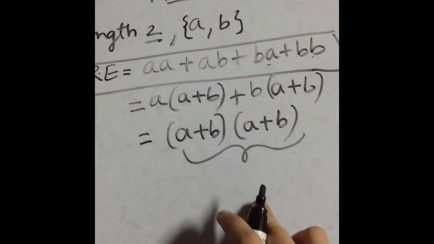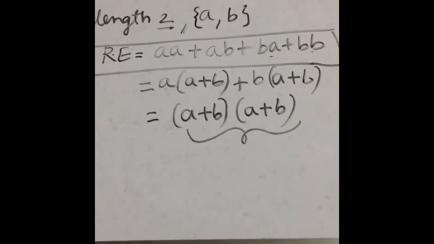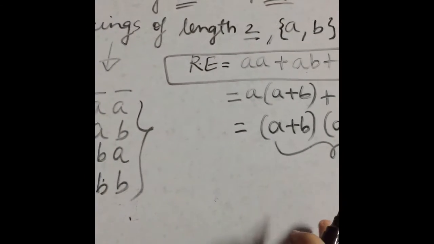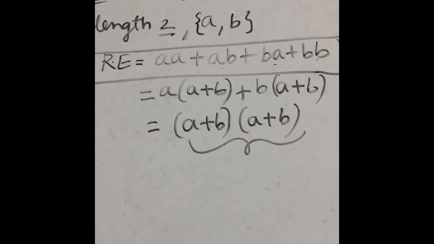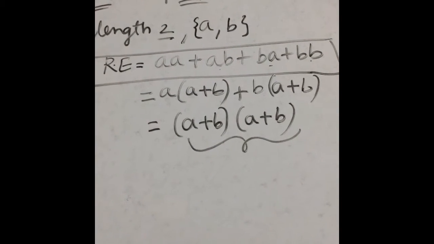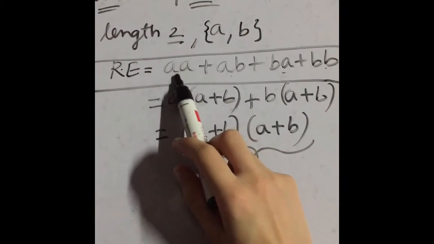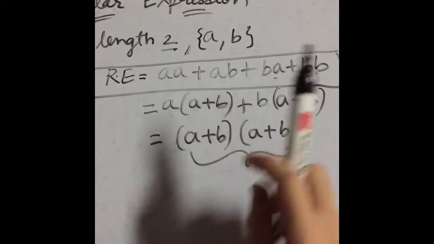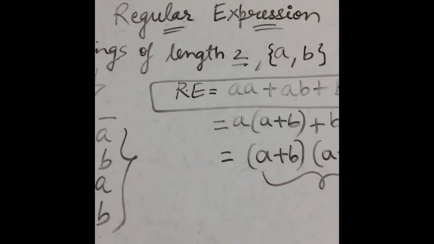This is also right, it depends on what is given in your options. So this is the simple regular expression for a finite language. If there is a finite language, then the regular expression for this language is simply union, simply addition: either this or this or this or this. So simply union for strings of length 2.